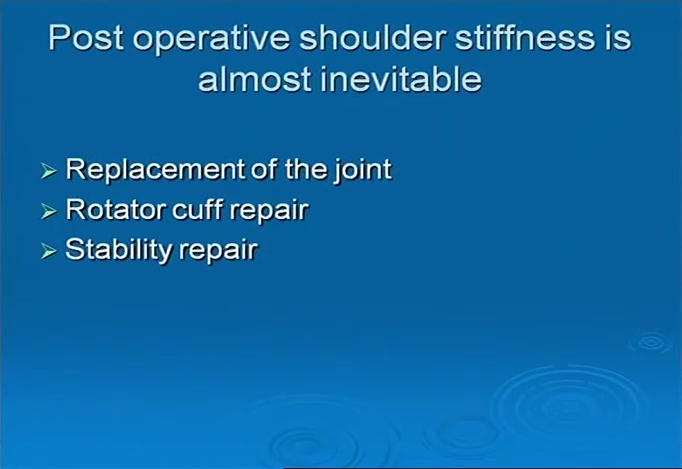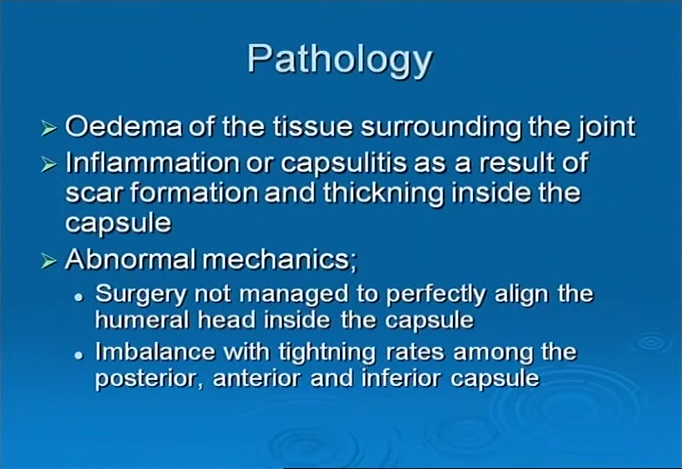Stiffness after soft tissue surgery is almost inevitable, and we see it in shoulder replacements, after rotator cuff repairs, and even stability repairs. What we often see is edema of the tissue surrounding the joint, and inflammation or capsulitis as a result of scarring and thickening inside the capsule. There are also other abnormal mechanics, like when surgery does not perfectly align the humeral head inside the capsule, or when there is an imbalance in tightening among the different parts of the capsule.